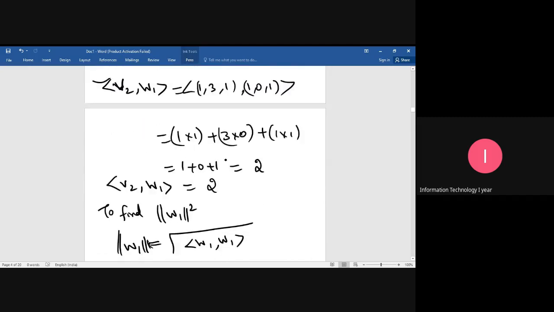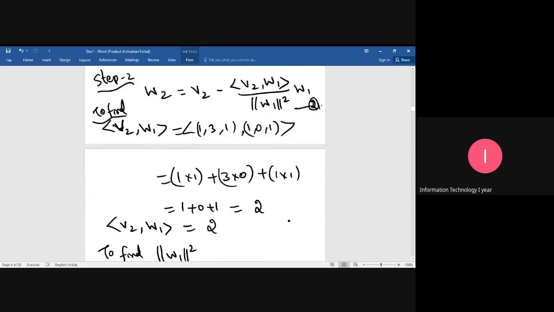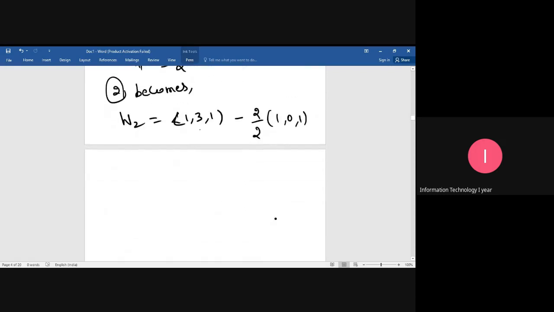See it again. In the W2 formula, we have substituted all values. V2 we have taken from the given vector. Then inner product of V2, W1 we have calculated just now; it is 2. Then norm W1 square is also 2. Then W1 is 1, 0, 1. Okay, so now simplification: the 2 will get cancelled. So this is actually 1, 3, 1 minus 1, 0, 1. This is W2, right? 1, 3, 1 minus 1, 0, 1.